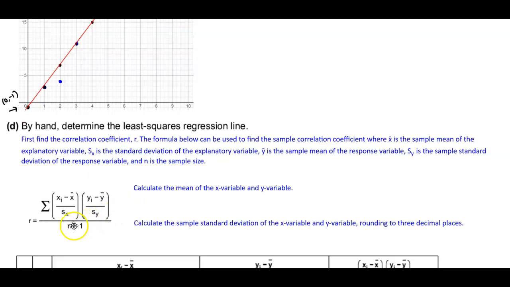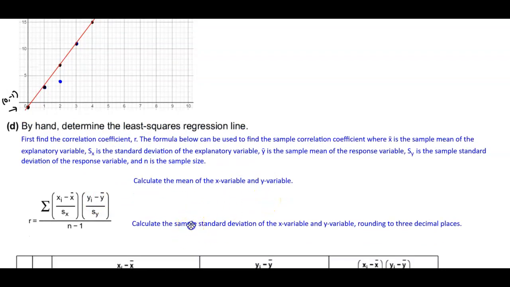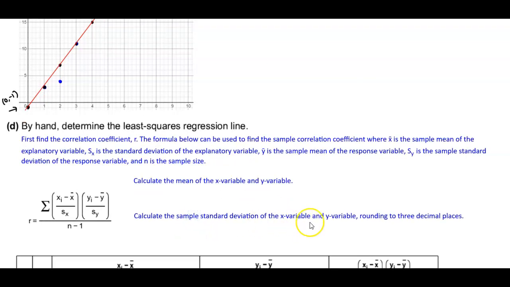Now, we know that the sample size n means that we have 5 ordered pairs. But what we're going to do is focus on the numerator right now. We want to find the sum of multiplying these two formulas together. So there's a few little pieces of work that we need to do. We're going to have to calculate the mean of the x variable and the y variable, and we also have to calculate the sample standard deviation of the x variable and y variable. And we're going to round that to 3 decimal places.